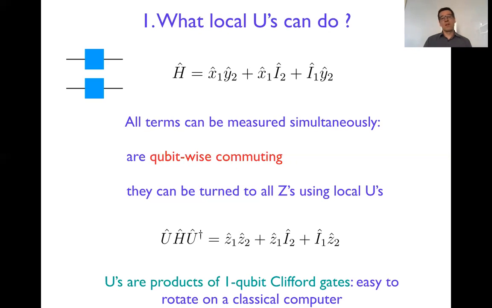Now, more than that, every U is a product in such situations of one qubit Clifford gates, which are particularly easy. And there is a theorem essentially that says that if you are dealing with the Clifford gates, then they can be performed on a classical computer easily as well. So all these manipulations can be done on a classical computer before you go and measure things that you need to measure on a quantum computer.